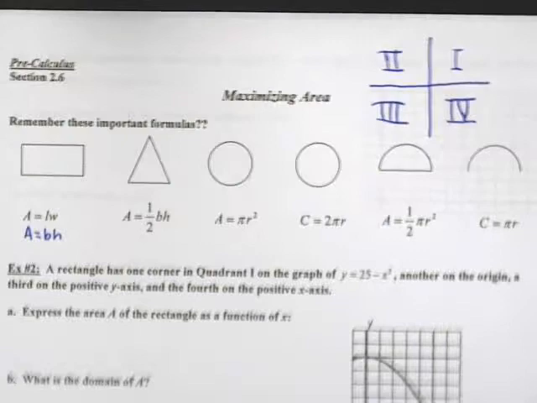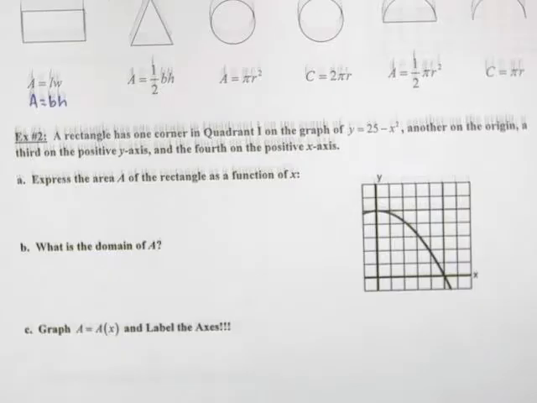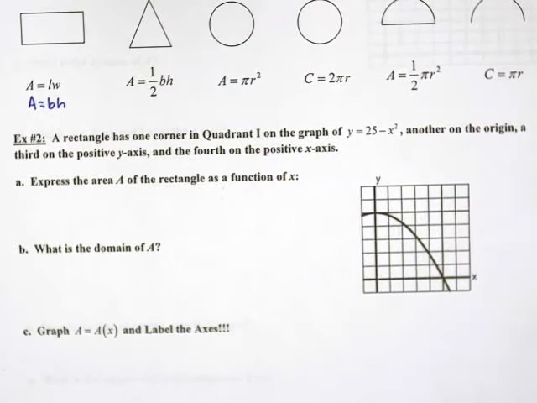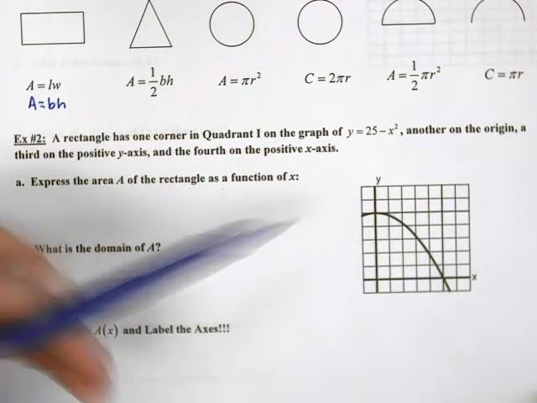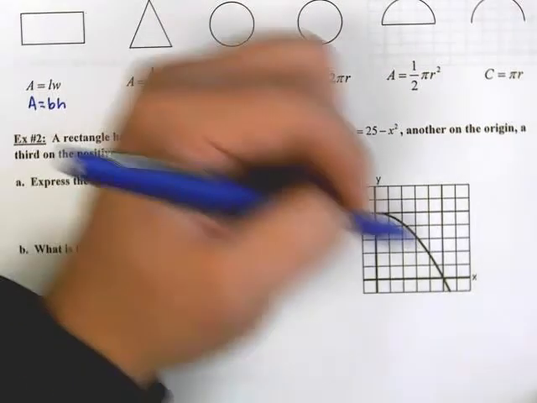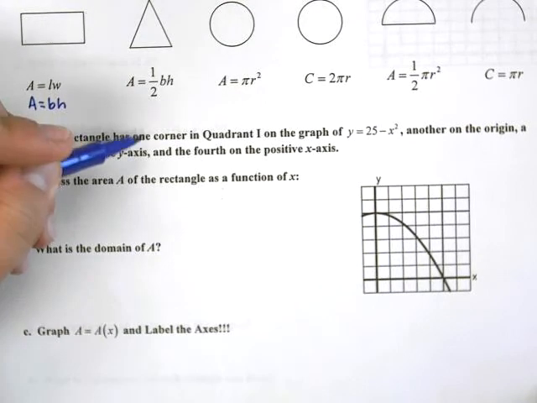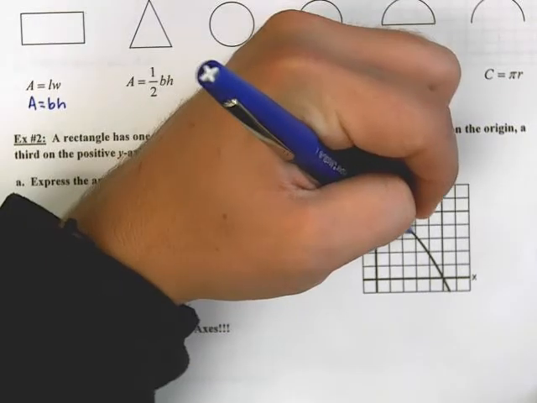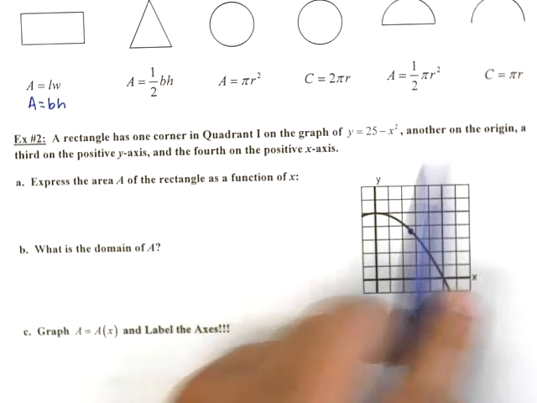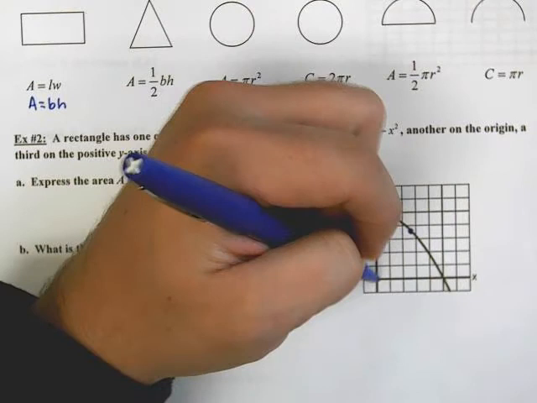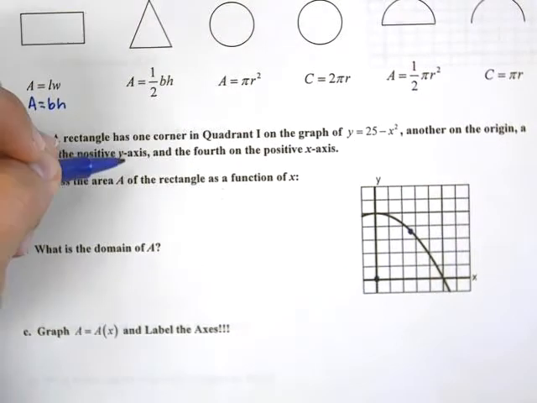So let's jump right into our first example. This example tells us that we have a rectangle where one corner is in quadrant 1 on the graph of y equals 25 minus x squared, which is plotted for us. Somewhere on this graph is going to be one corner. It doesn't really matter where you put it. I'm going to put it right there. Another corner is on the origin. Another is on the positive y-axis.